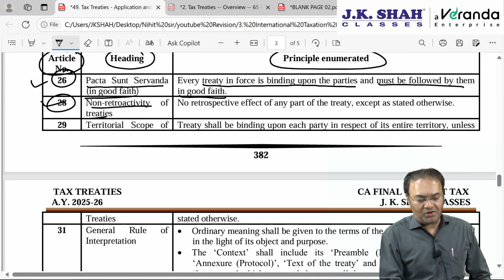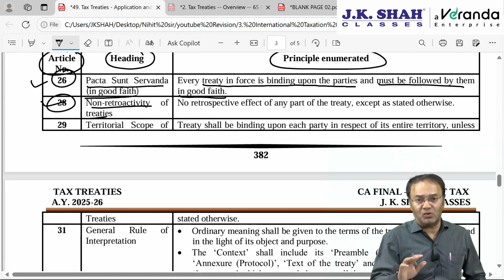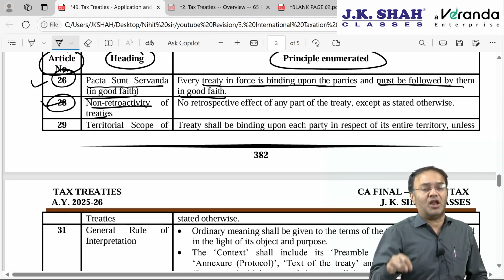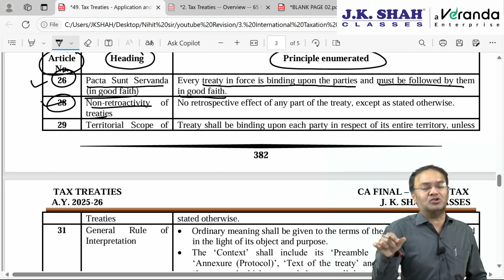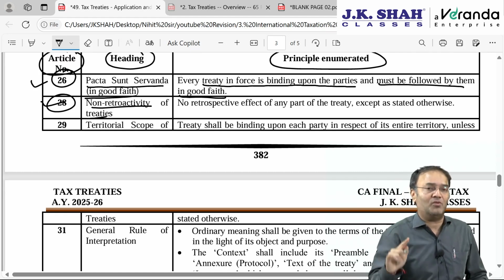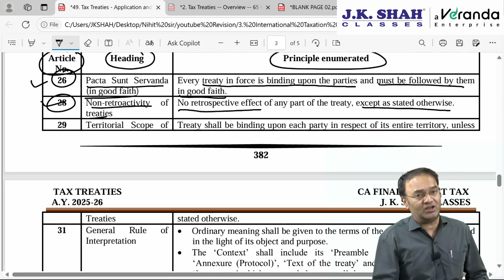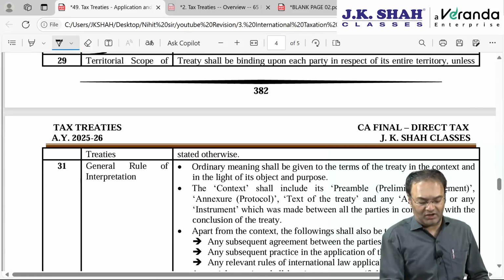Non-retroactivity would mean non-retrospective effect. There is no retrospective effect to any particular provision of the treaty unless the parties to the treaty have specifically mentioned that this particular clause or article shall apply from a retrospective date, along with the date. No retrospective effect on any part of the treaty except if stated otherwise. If the parties intend to give retrospective effect, they will have to clarify it.